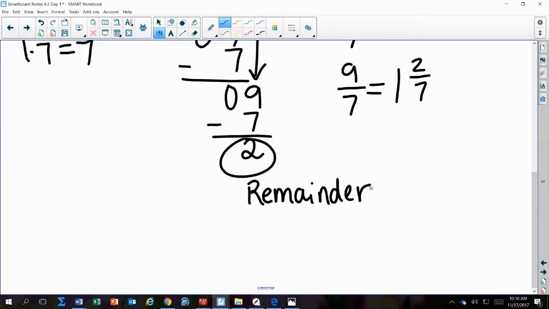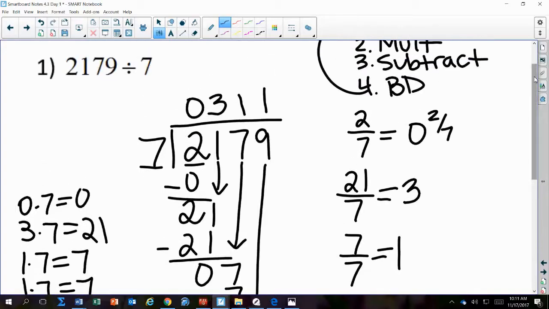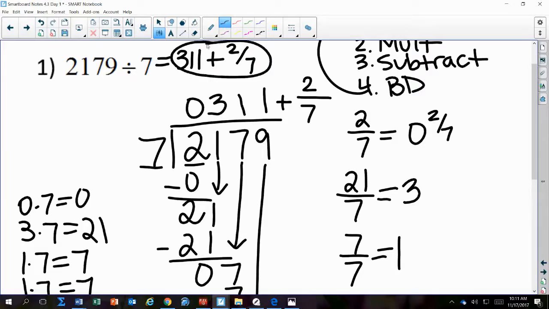Okay. Now, ideally, it would be nice to take the 2 and divide it by 7, except that's not a whole number, right? You get 2 sevenths. So that's what I add on. Okay. I'm going to add on my remainder over my divisor, right? I'm just adding on 2 sevenths, right? That's what my remainder would be. My remainder is 2, okay? And I put it over my divisor. So my answer here is 311 plus 2 sevenths. That's my answer.